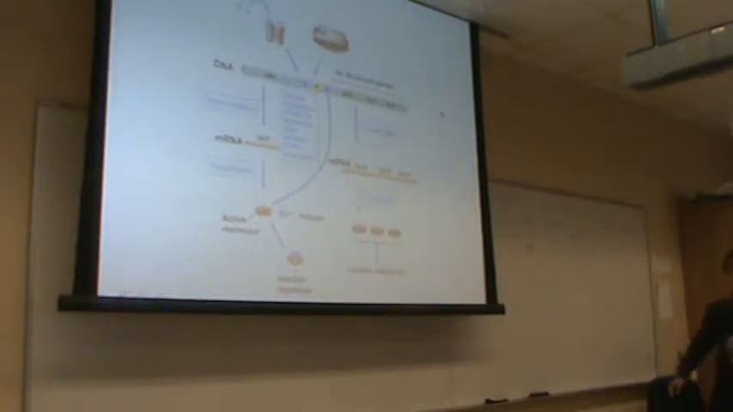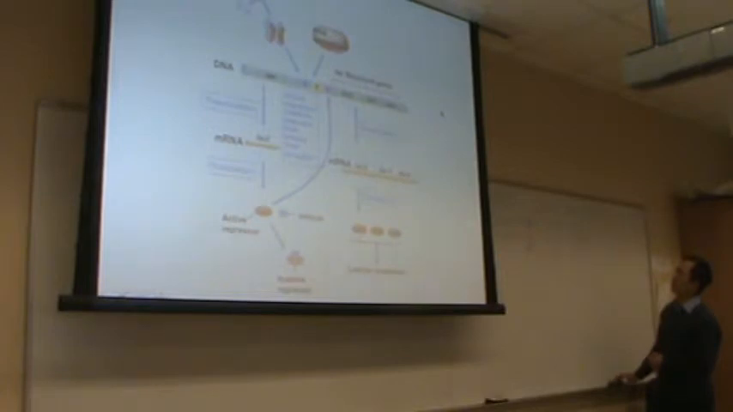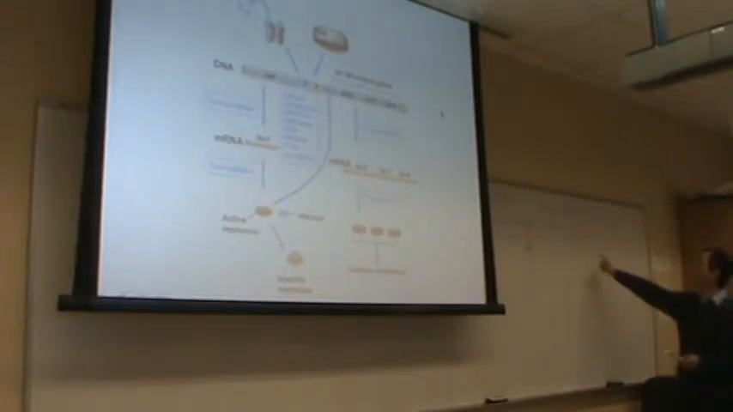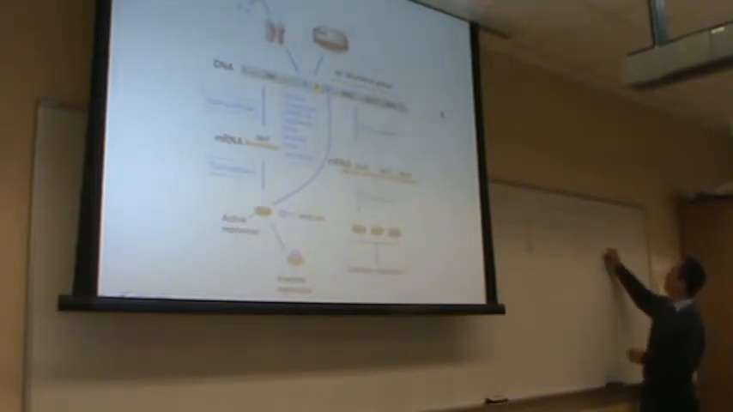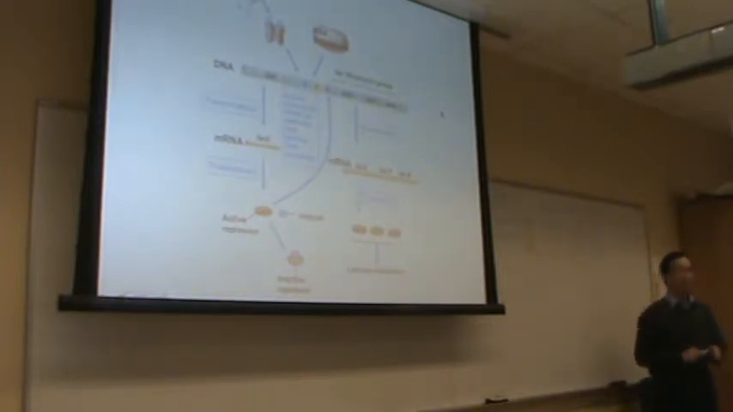When the expression is on, cAMP is on, right? Let me rephrase the question. When the glucose is high, should the cAMP be high or low? It's high. Is it low? Why is it high? It's high because the gene is being expressed.